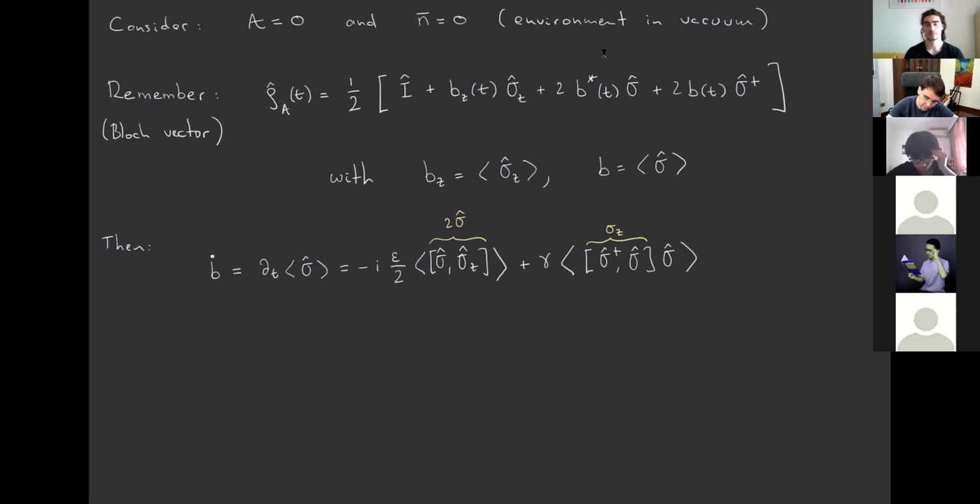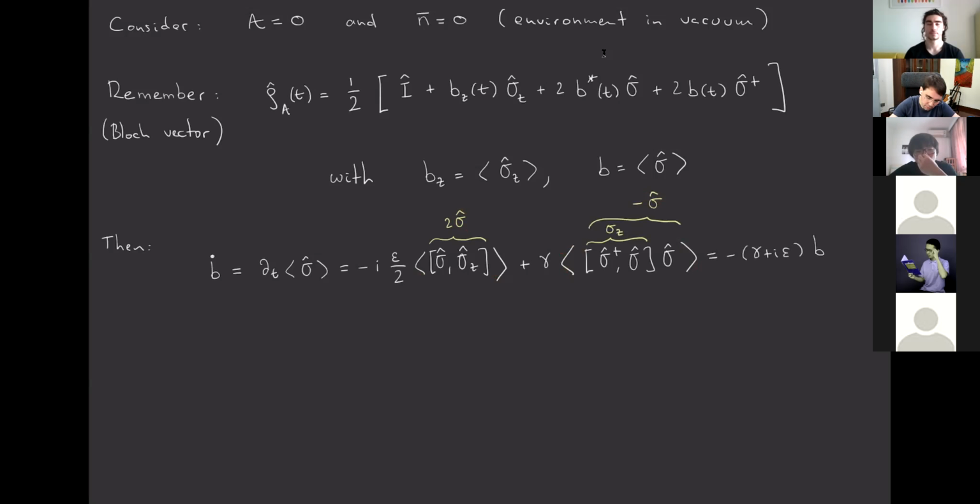And when you multiply sigma_z times sigma, so all this multiplication, it's equal to minus sigma. Okay? So when you put everything together, you just get in here the expectation value of sigma, and you just get in here the expectation value of sigma. So easy, because now we have in here that this is equal to minus gamma plus i epsilon b.